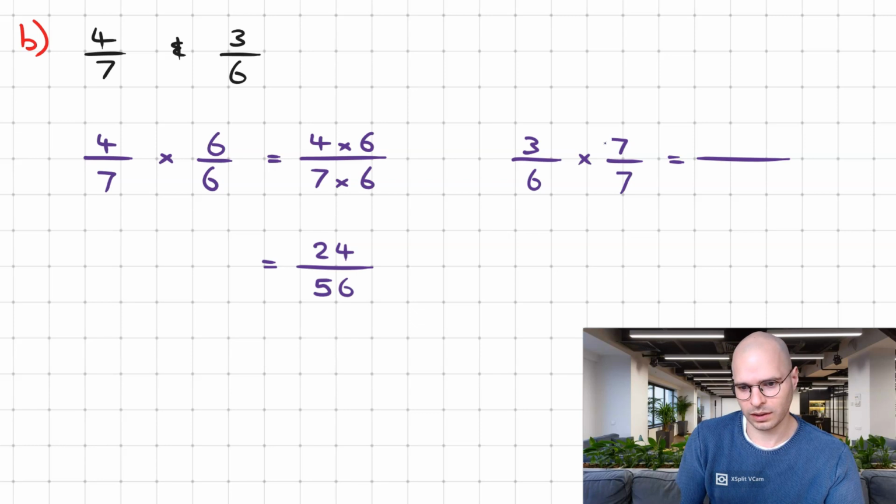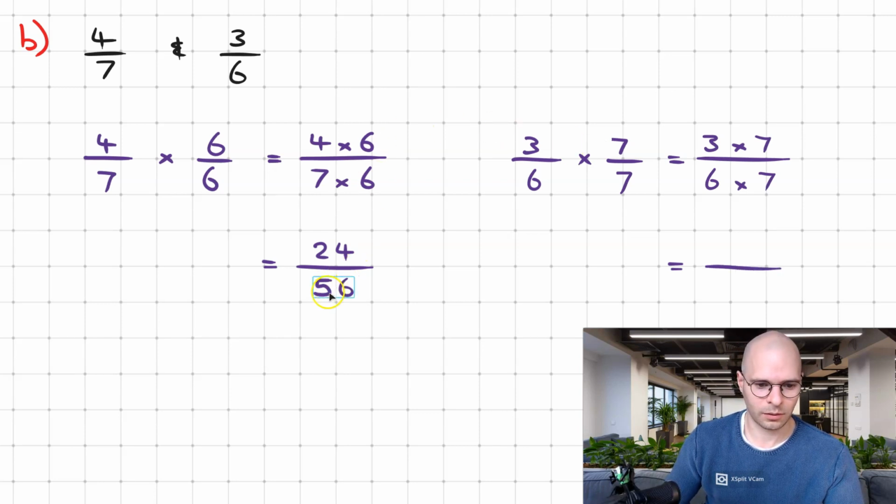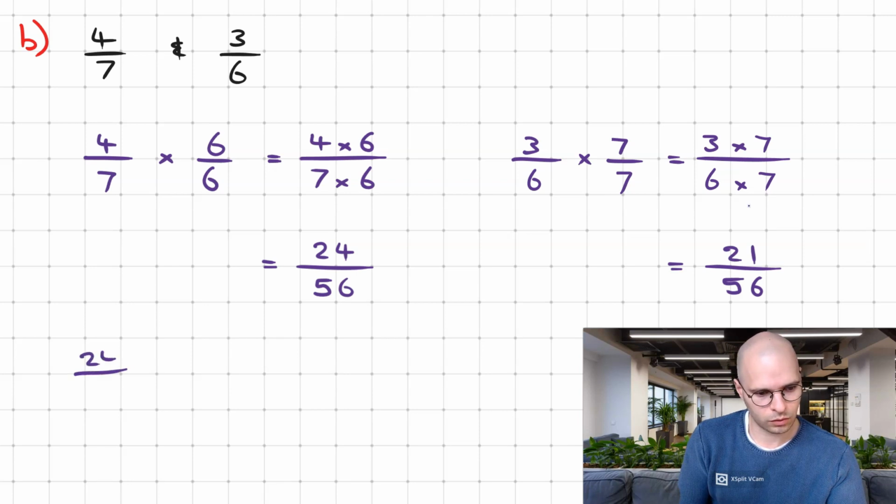Computing this, we have 3 by 7, 6 by 7. Doing the actual calculations, if we look to the left, we see the denominator is going to be 56. It's always unchanged when you're comparing. And the numerator in this instance is going to be 21. So if we do the comparison of these two fractions, we have 24 over 56 and 21 over 56.